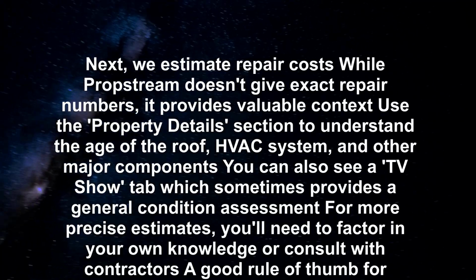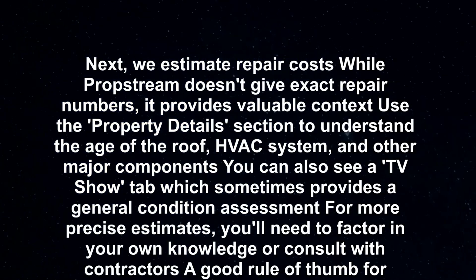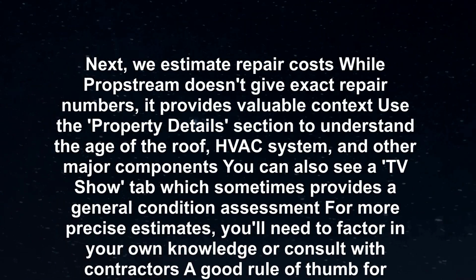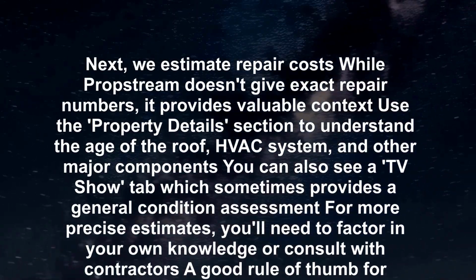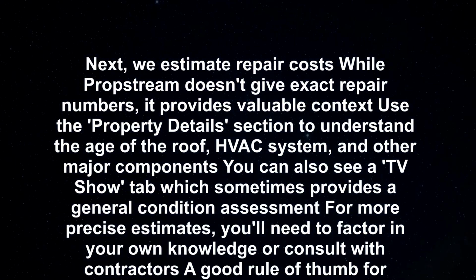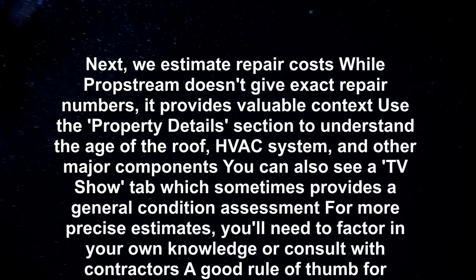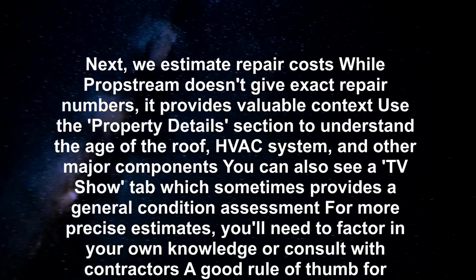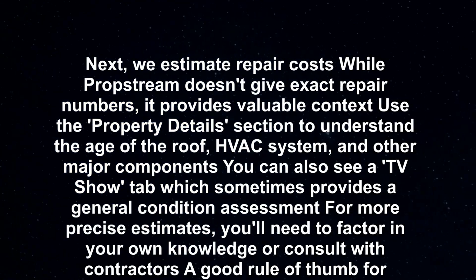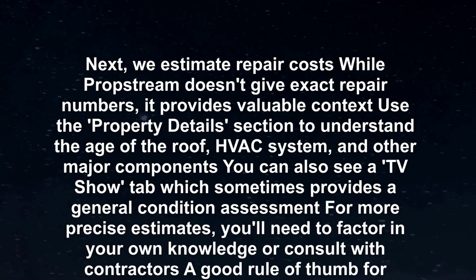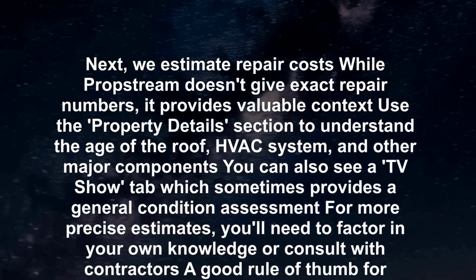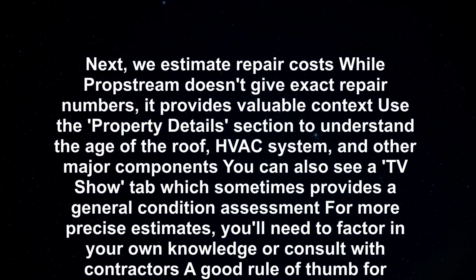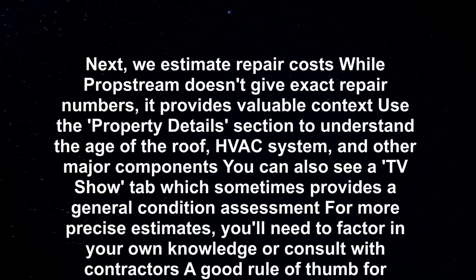Use the Property Details section to understand the age of the roof, HVAC system, and other major components. You can also see a TV show tab, which sometimes provides a general condition assessment for more precise estimates. You'll need to factor in your own knowledge or consult with contractors. A good rule of thumb for wholesale deals is to budget between $10,000 and $50,000 for necessary repairs, depending on the property's condition and location.